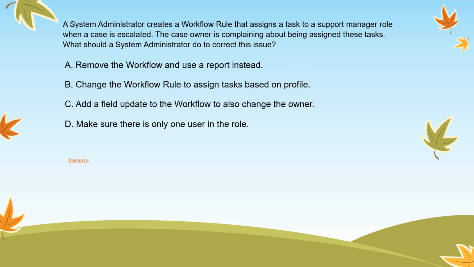A system administrator creates a workflow rule that assigns a task to the support manager role when a case is escalated. The case owner is complaining about being assigned these tasks. What should an administrator do to correct the issue? A. Remove the workflow and use a report instead. That doesn't even make sense. B. Change the workflow rule to assign task based on profile. Again, not making sense right there. C. Add a field update to the workflow to also change the owner.